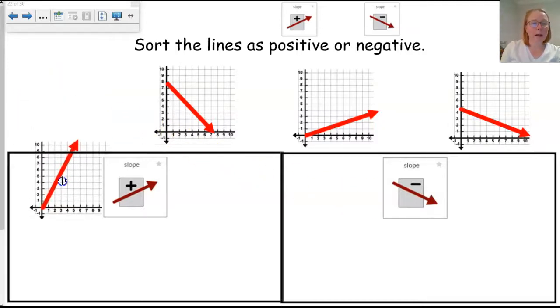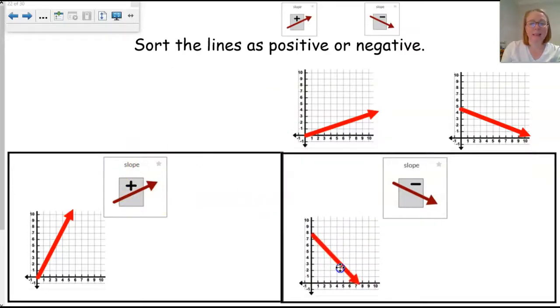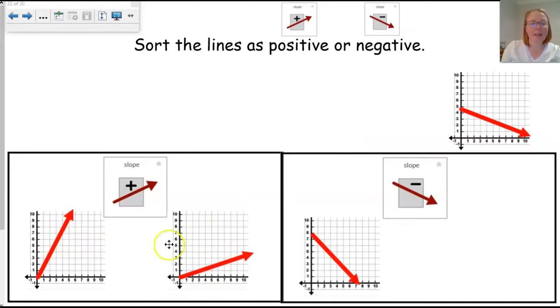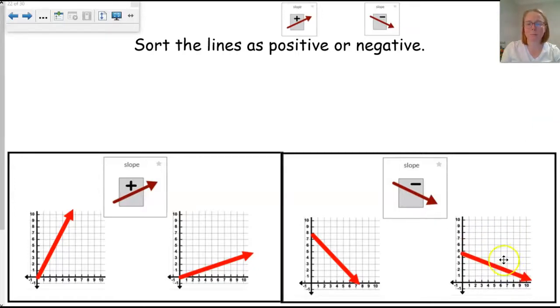This one looks like it's going up the hill. Which other one do you think is going up the hill? That looks like it's going down. I'll put that into the negative. This one looks like it's going up the hill. So these two are positive. They are going up. Now I found one negative that's going down. This other one also looks like it's going down. So that would also be a negative slope. Thank you for helping me with that one.